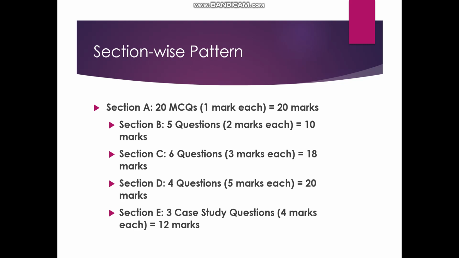Section B consists of 5 questions, that means 2 marker questions. Overall it is 10 marks. Section C consists of 6 questions, that means 3 marker questions. 6 into 3, that means 18 marks. Section D consists of 4 questions, these are 5 markers, that means 20 marks. And section E, 3 case study questions of 4 marks each. Every year CBSE always gives 2 to 3 case studies, and they carry about 4 to 5 marks.